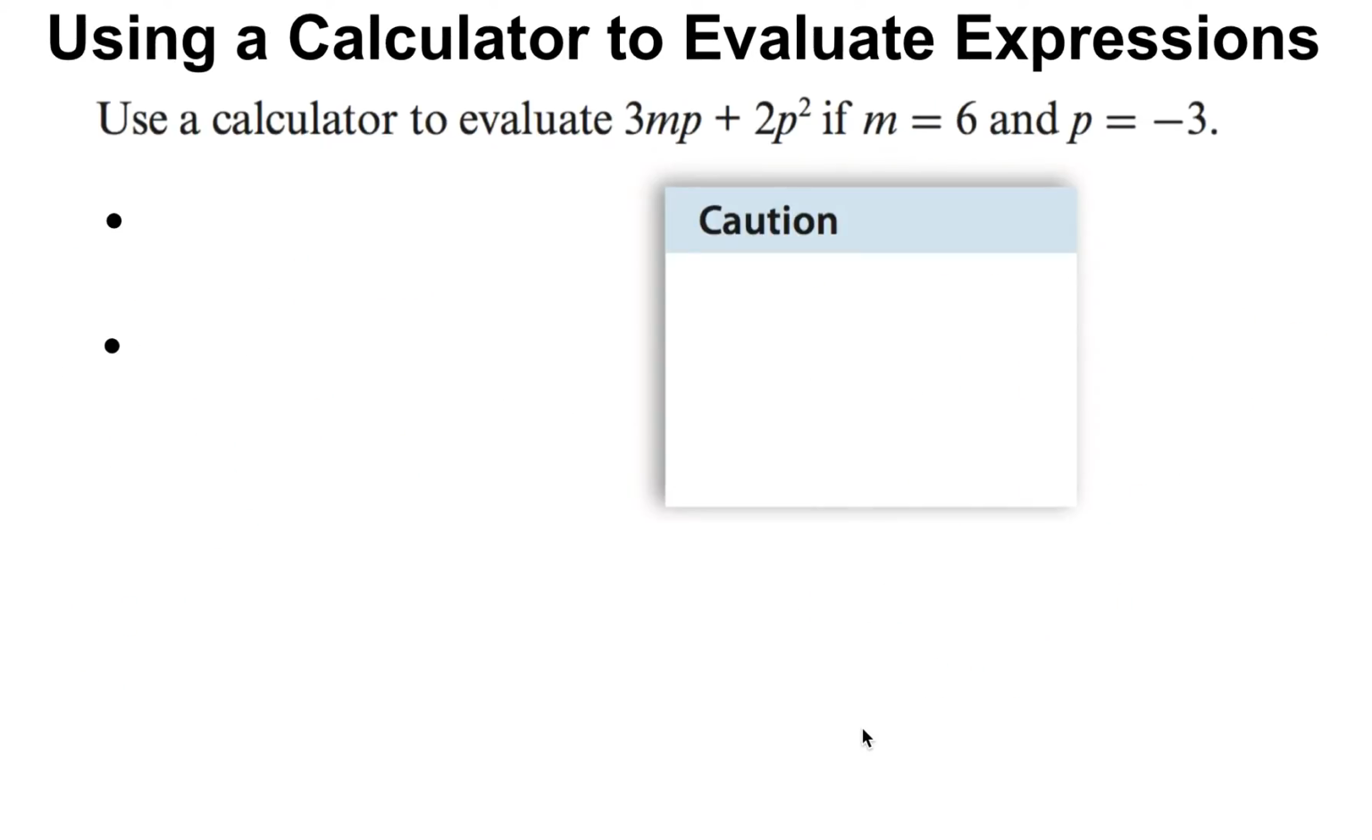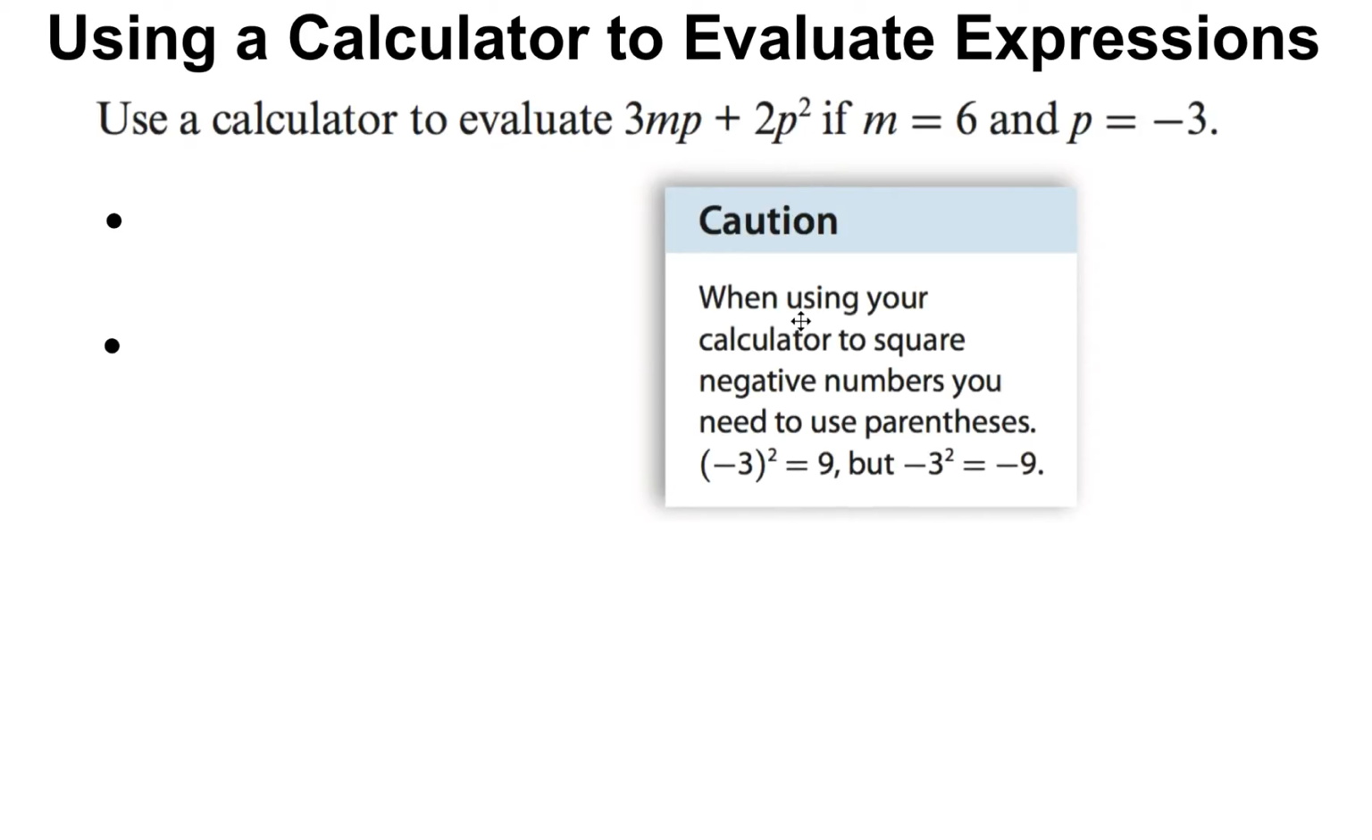This time we're going to go ahead and use a calculator to evaluate this expression. We're going to substitute 6 for m and -3 for p. There's one caution I wanted to mention here, that when you square a negative number, I kind of talked about this one day last week, make sure you're using, first of all, for that negative, on your graphing calculator, it's on the bottom next to your decimal point. Use the negative and not the minus sign.